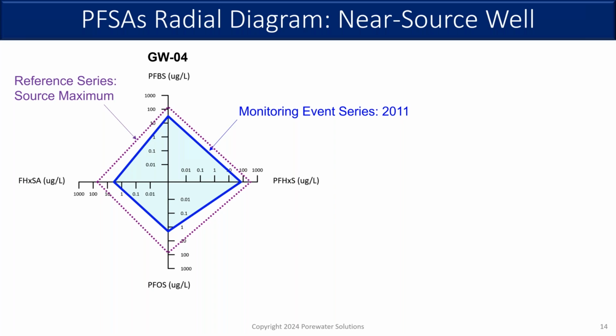And the other data series here is called a reference series, which means the results are the same for every well. In this case, what I'm plotting is the maximum source concentrations across the site plotted as this reference series. So every well has the same purple series and every well has a different blue series.